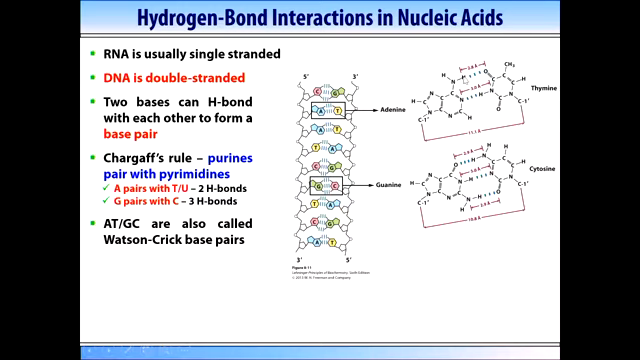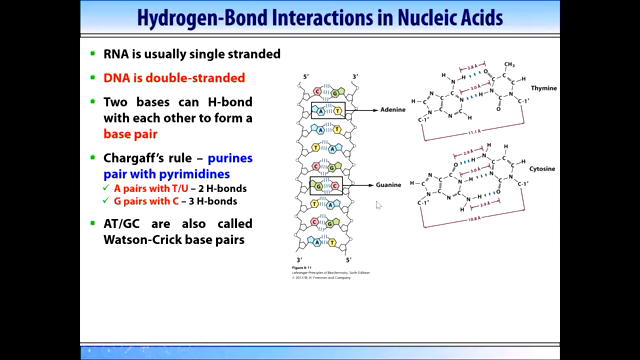Also, another hydrogen bond is formed between the amino group and the carbonyl. The carbonyl cannot give protons, it can only accept them, so it's a good acceptor. An amino group is a good donor of protons because it already has two. In a similar way, similar things happen with the GC base pair.